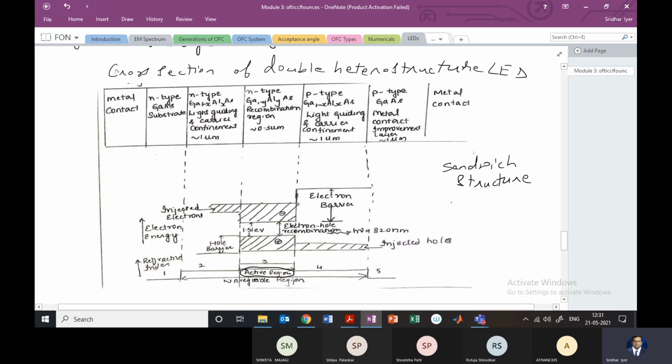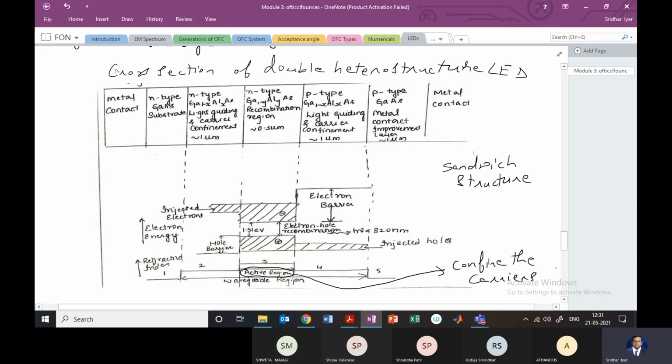Also known as a sandwich structure, you have what is known as differently composed alloy layers. The composition is different, and because of this, your carriers are going to be confined in the active region. So the job of this active region here, I'm putting an arrow and writing, is to confine the carriers.